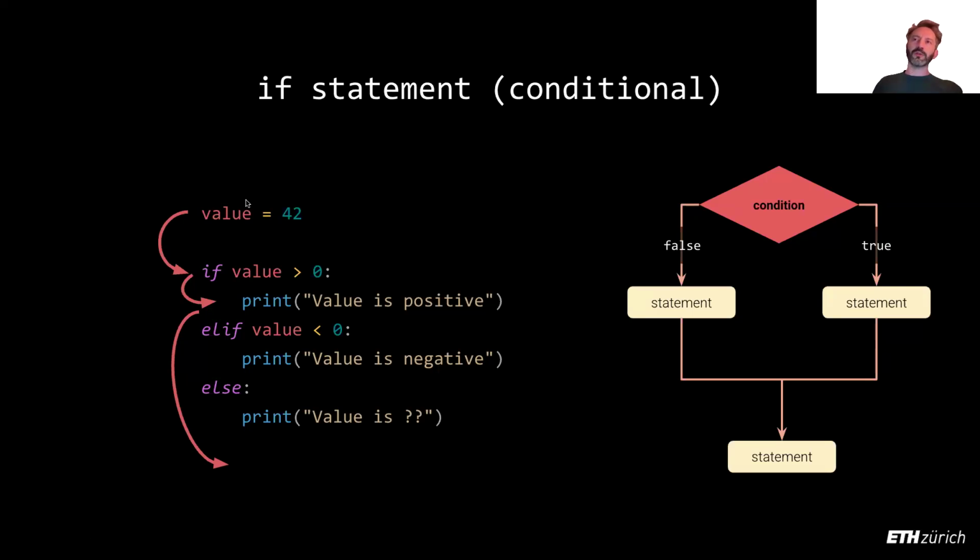And if the value would be exactly 0, then it will check this condition, not match it, go to the next elif, also not match it, and then it will say, okay, else. Nothing matched, so I can go into the else, and it will print this.